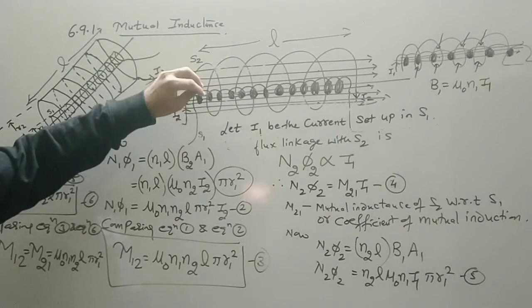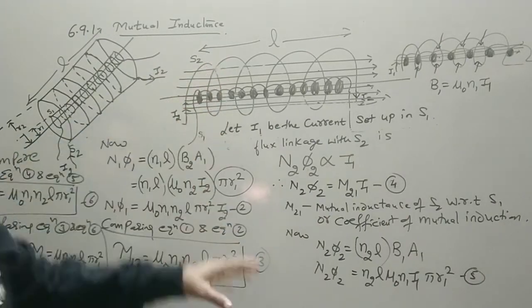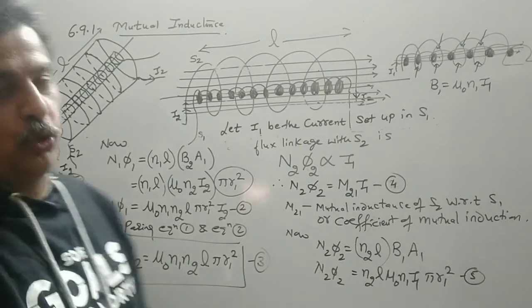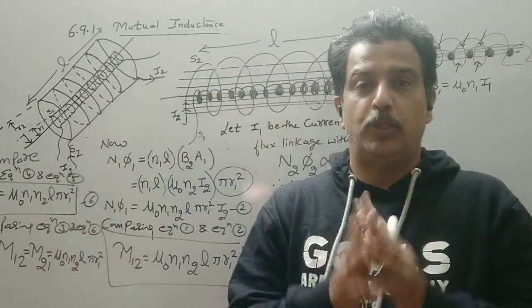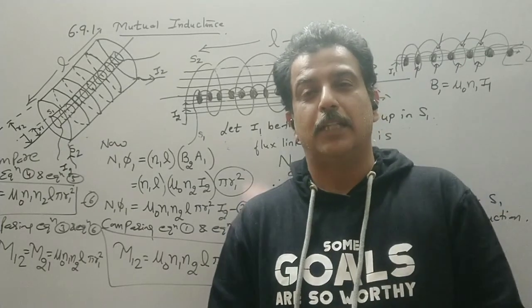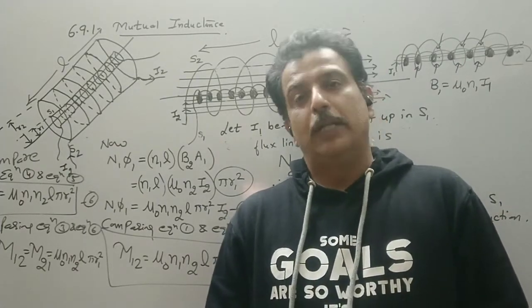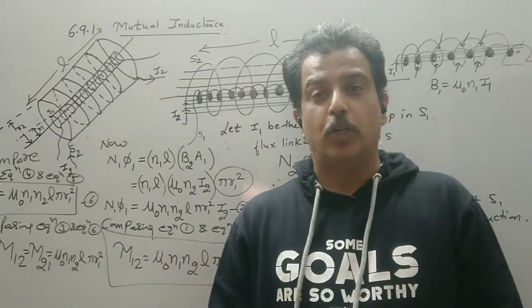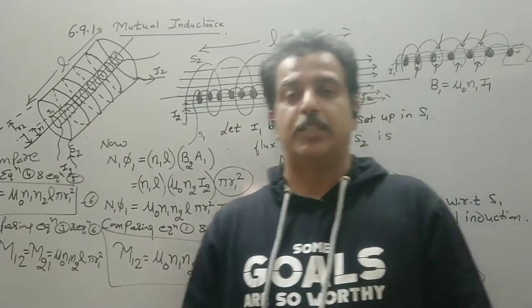Remember, the calculation of M12 is easier as compared to M21, though the value comes out to be the same. So whether we pass a current through the inner or outer solenoid is your choice. But it will be better if we pass a current through the outer solenoid, so that the inner solenoid or inner coil is completely immersed in it.